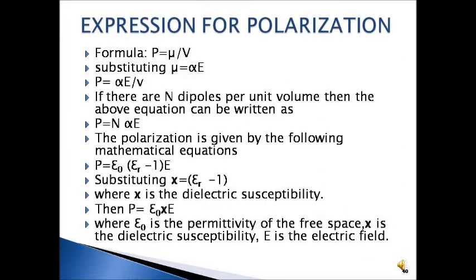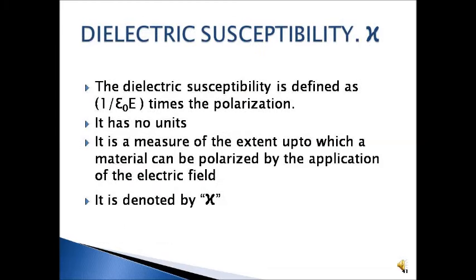Expression for polarization. P is equal to epsilon naught psi E, where epsilon naught is the permittivity of the free space, psi is the dielectric susceptibility, and E is the electric field. Dielectric susceptibility. The dielectric susceptibility is defined as 1 by epsilon naught E times of the polarization. It has no units. It is a measure of the extent up to which a material can be polarized by the application of the electric field. It is denoted by psi.